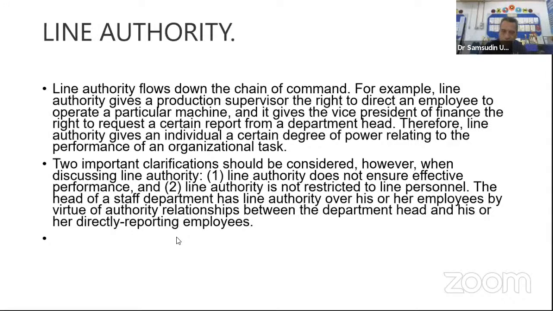Please, friends, who wants to try? Yes? Is it line authority or staff authority?